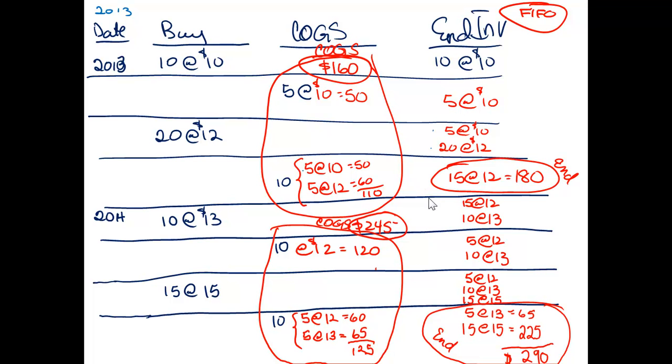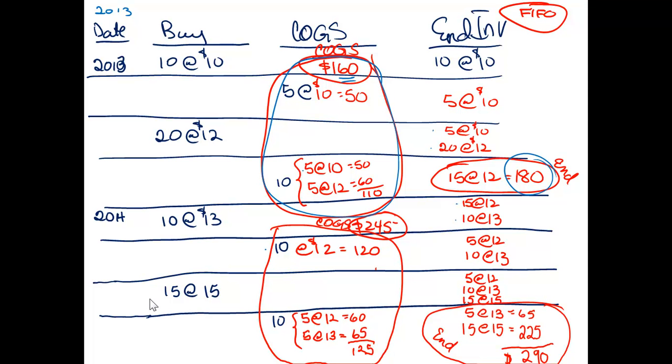Now, since it's the end of 2013, that's also the value of ending inventory, $180. If I total up everything in the cost of goods sold column for 2013, I would find that my cost of goods sold for the year was $160. In 2014, notice we just keep on rolling along. So we buy 10 units at $13, which means we have 15 at 12 from last year, plus 10 at 13 for this year. So when we sell 10, FIFO says the first one's in, that $12 layer. We sold 10 of those, and so we have left 5 at 12 and 10 at 13.